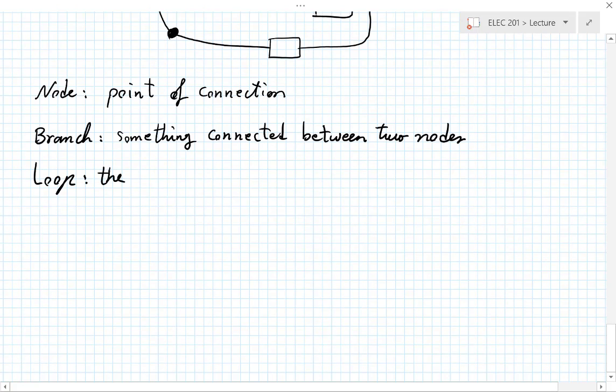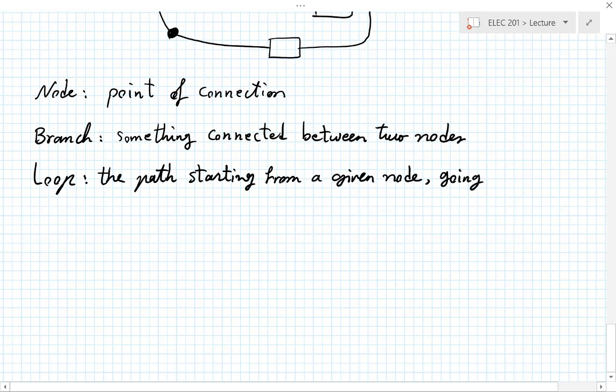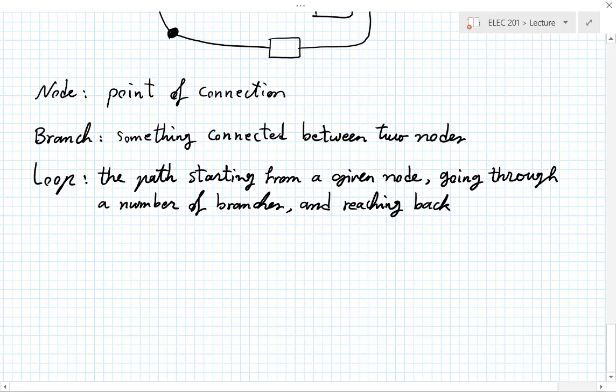So the path starting from a given node going through a number of branches and reaching back, let's say arriving back, at the node where we started.